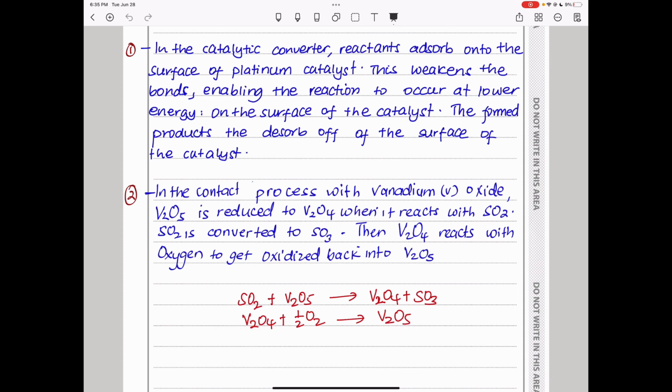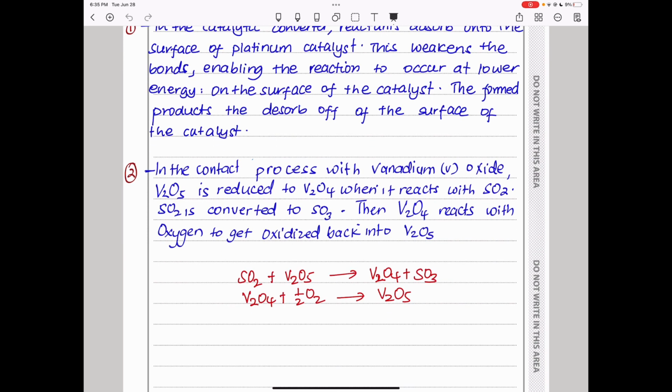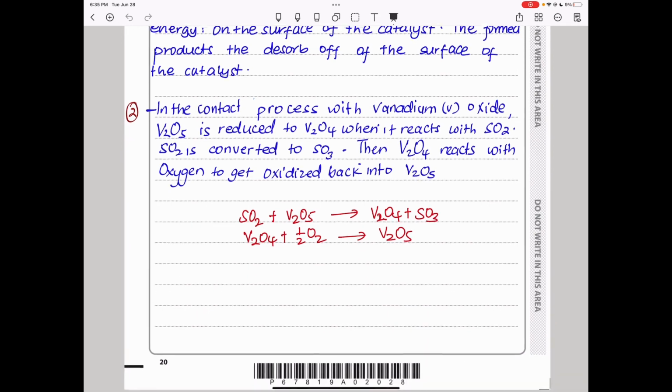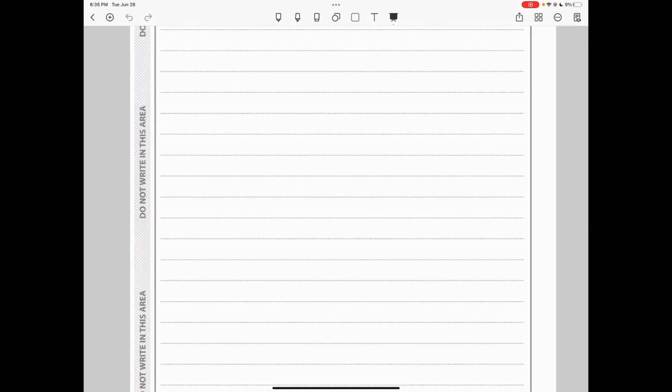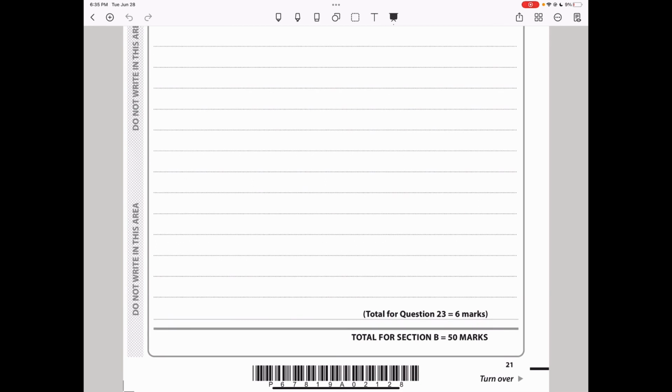So here I said, in the contact process, vanadium pentoxide is reduced to vanadium 4 oxide when it reacts with sulfur dioxide, and the sulfur dioxide is converted to sulfur trioxide. Then the produced vanadium 4 oxide reacts with oxygen to get oxidized back to its original form, which is vanadium 5 oxide. So this brings us to the end of this part, which is actually the end of section B.